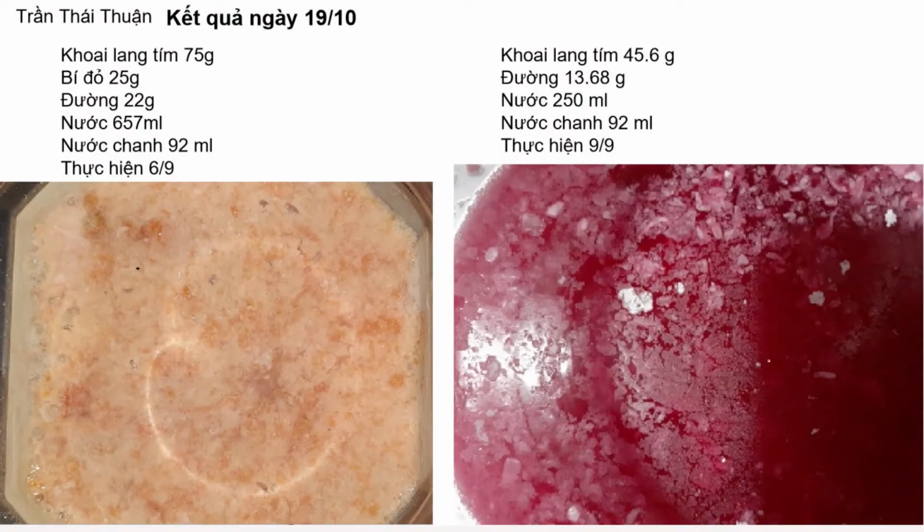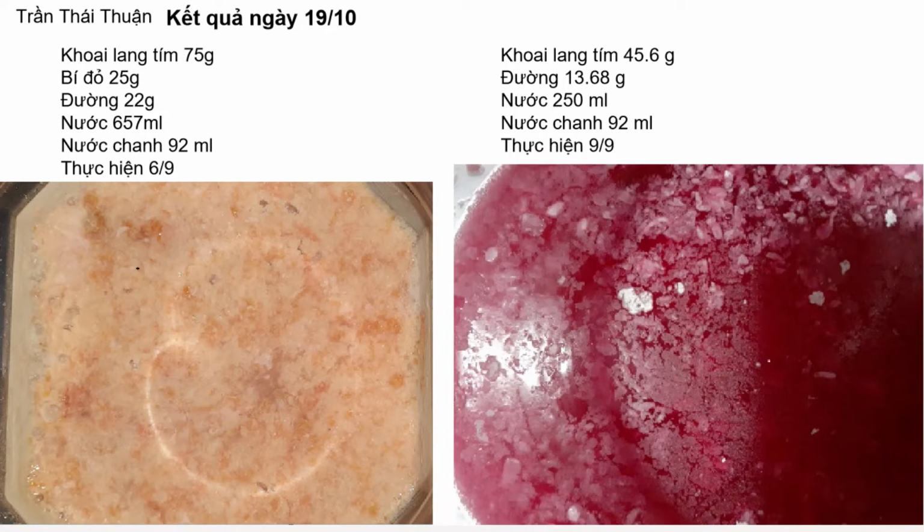Results taken on October 19th. Sample 1 implemented on June 9th. Ingredients: raw purple sweet potato 75 grams, pumpkin 25 grams, sugar 22 grams, water 657 ml, lemonade 92 ml. Calculated pH 6. Description: a thick, easy to tear white film with pumpkin crumbs floating completely on the surface. Air bubbles appear. A slight alcohol smell, no characteristic odor of vinegar.